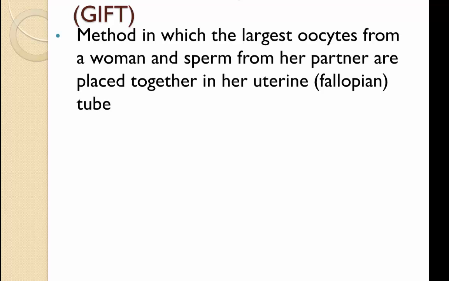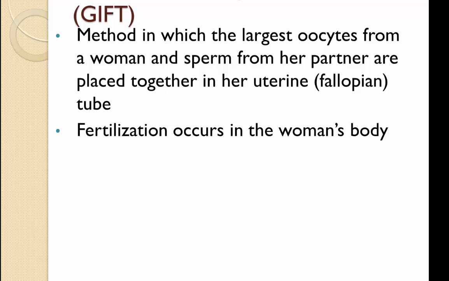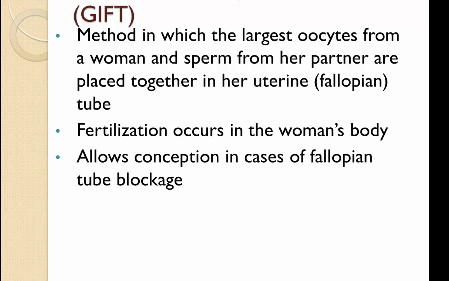There's gamete intrafallopian tube transfer. This is a method in which large oocytes from the woman and the sperm from the partner are placed together in the fallopian tube. So they put both in the fallopian tube. Fertilization occurs within the woman's body, and it allows conception in the case where there's fallopian tube blockage. So they would do the fertilization at the part past the blockage closest to the uterus so that implantation would take place. About 22% chance of success.